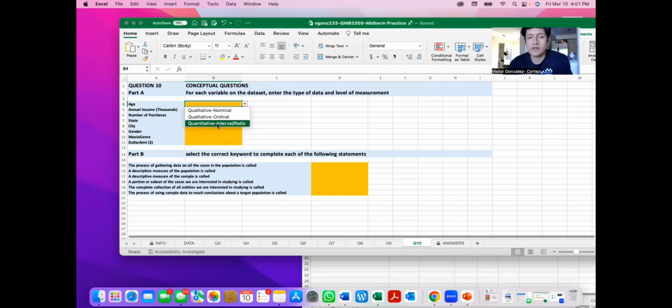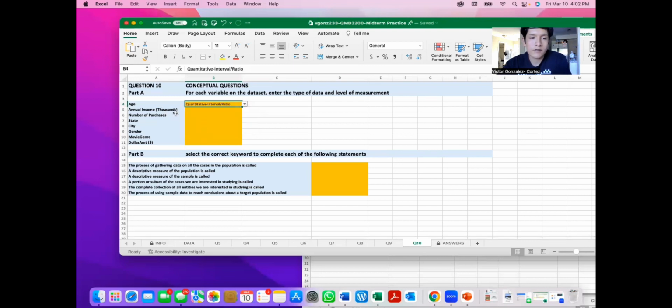And then quantitative interval and ratio would just be data that is numeric in nature and can be an interval form or a ratio level. So an interval form of data would be certain age, date of birth, things like that. And then ratio would be measurements such as distance or depth. So with that in mind, I think we can assume that age is quantitative. Annual income is also quantitative. The number of purchases, I would say, is also quantitative.